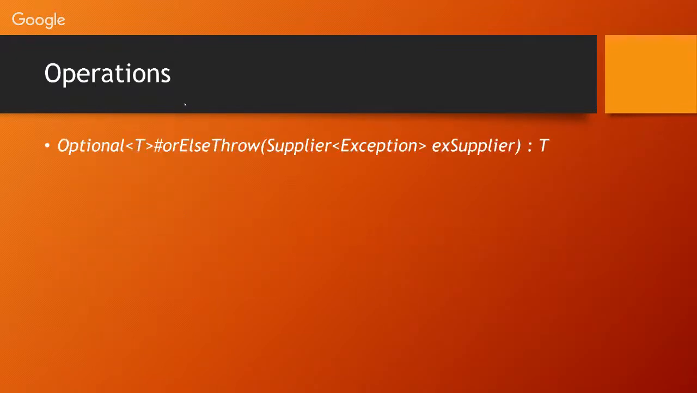Last one is the orElseThrow method, which throws an exception if the optional is empty. The difference with the get method is that we can choose which exception to throw and give it a message or something like that. So we have control over that exception, which will give us more information than the NoSuchElementException of the get method.